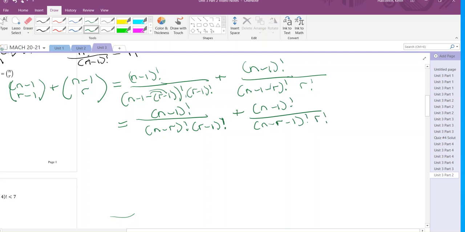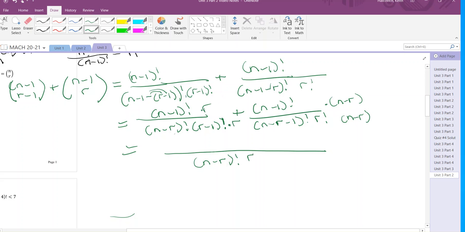factorial, r factorial. Now in order to add these to get a common denominator, so here notice in order to get n minus r factorial and n minus r minus 1 factorial to be the same, I have to multiply by n minus r to this side. So if I get my common denominator, it's going to be n minus r factorial, so that's the biggest one. So I have to multiply this side by n minus r. And then here, r factorial and r minus 1, I would have to multiply this by an r.